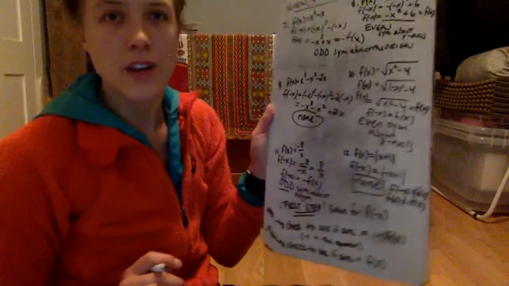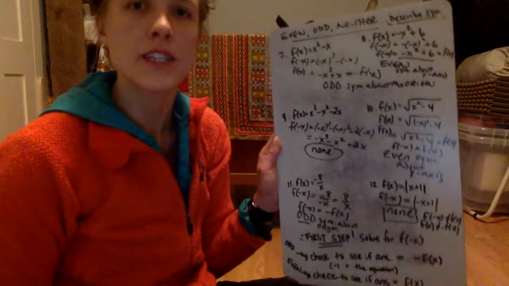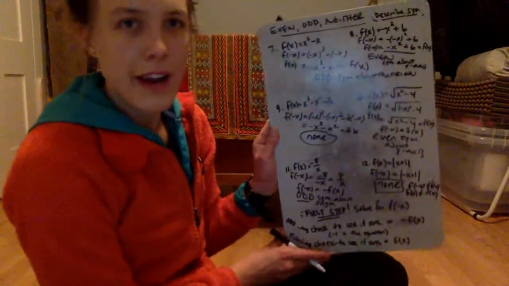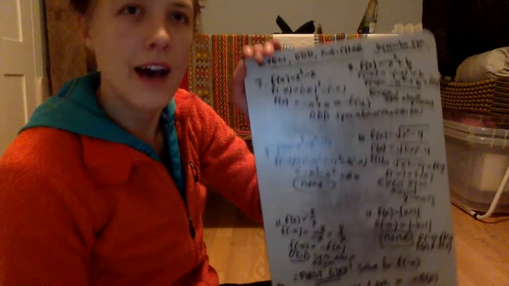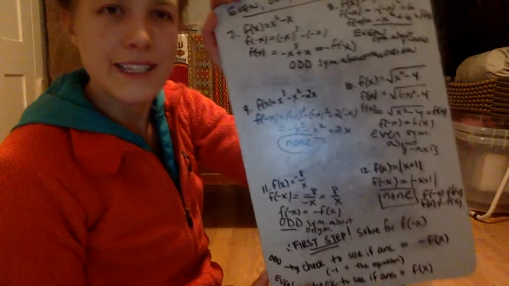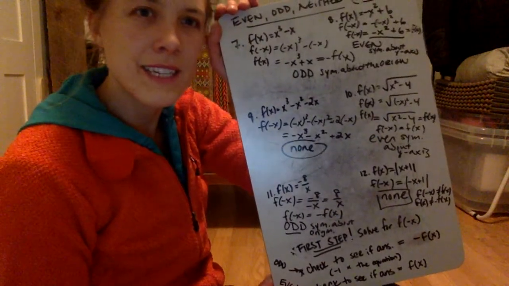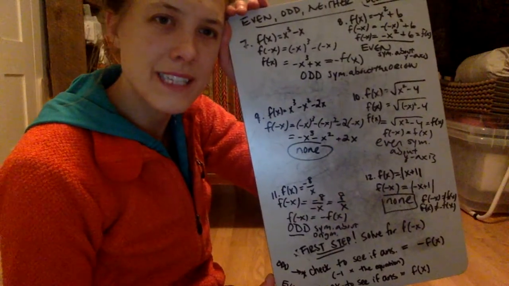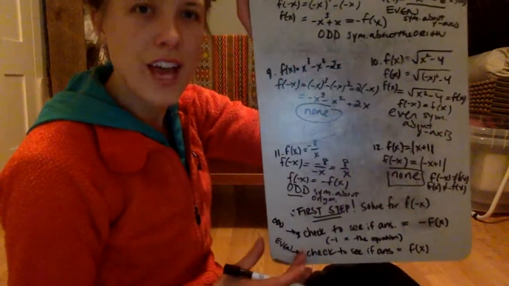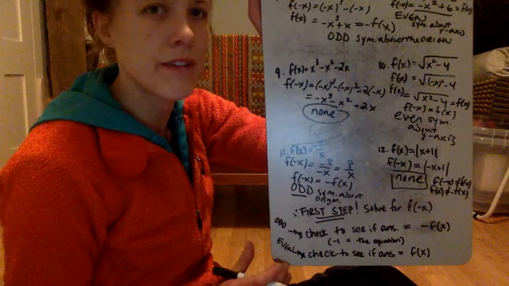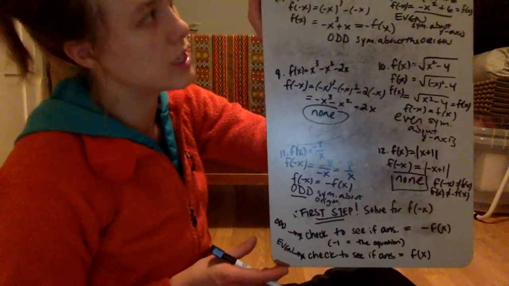All right, feel free to reach out with any questions. Again, our answers for 7 is odd, 8 is even, 9 is neither, 10 is even, 11 is odd, and 12 is none. Remember, our first step is to solve for f of negative x, and then check to see if it's equal to negative f of x or the original equation f of x.